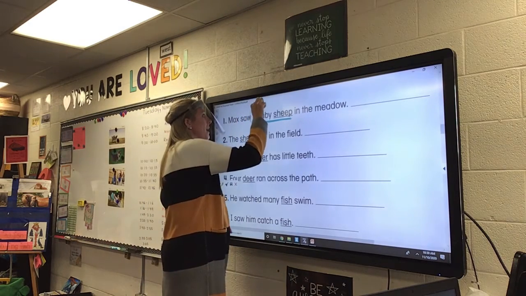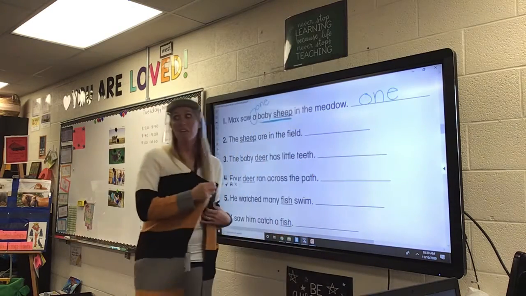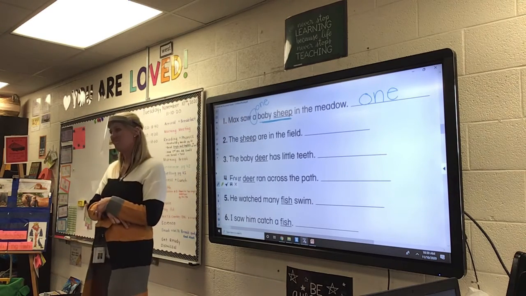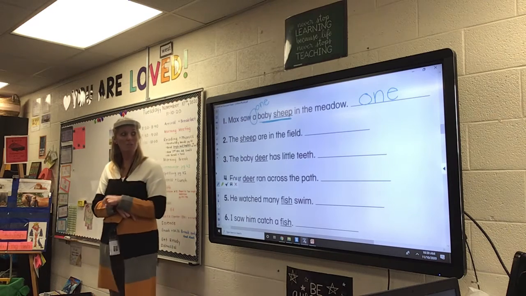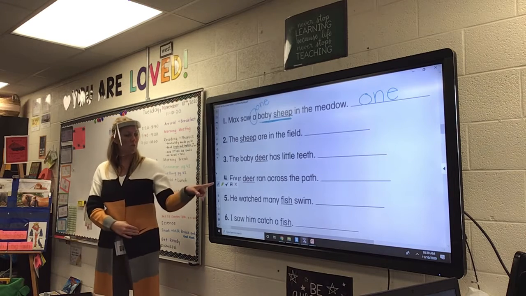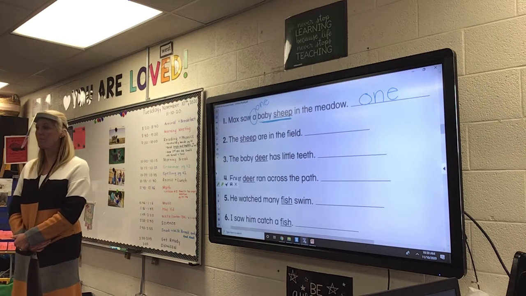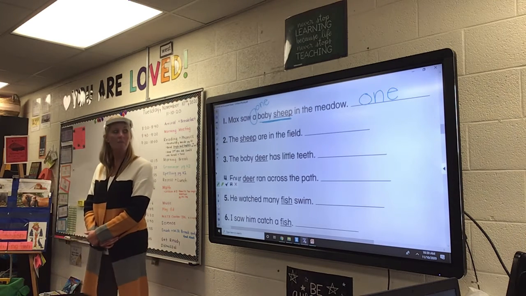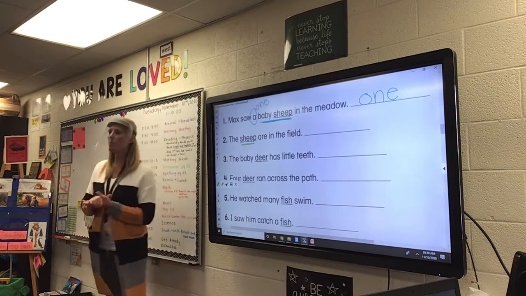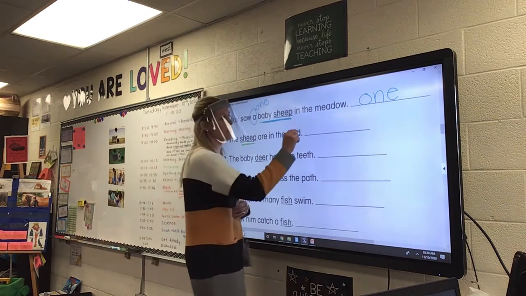If you have a or a in front of something, that means one. Mrs. Murphy's going to even write one by a. Because yes, second graders, sheep could be plural. But the key word here is a. Max saw a baby sheep in the meadow. One. Okay. Number two. Read that for us, Rain, really loud, please. The sheep are in the field. Good. So, Rain, on this sheep, do you think it's talking about one sheep or more than one? More than one. More than one. So, more.